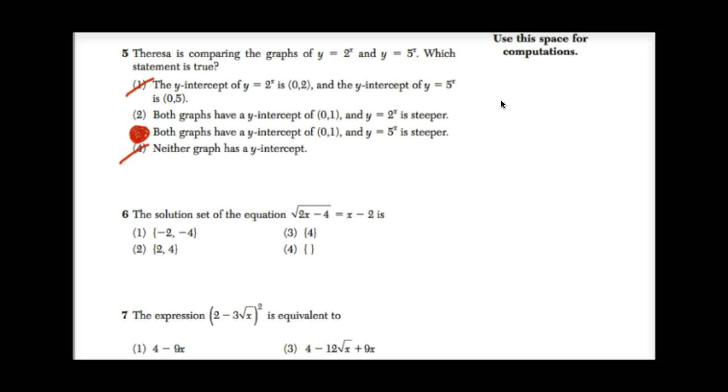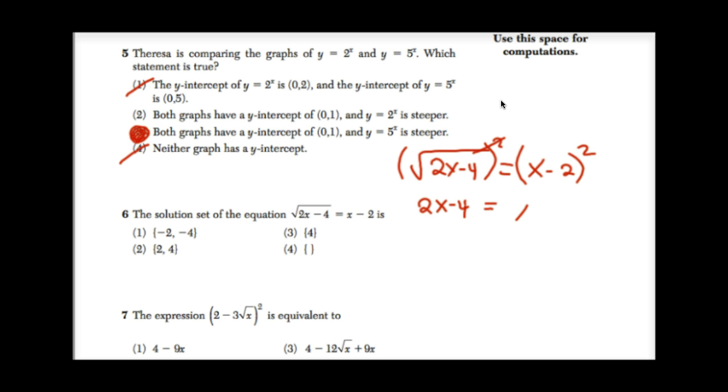Now, number 6, the solution set to the equation. This is one of those where we solve them. We have the square root of 2x minus 4 is equal to x minus 2. How do we solve this for x? First I need to get rid of my square root. I will square both sides, and they cancel. 2x minus 4 is equal to, what is x minus 2 squared equal to?